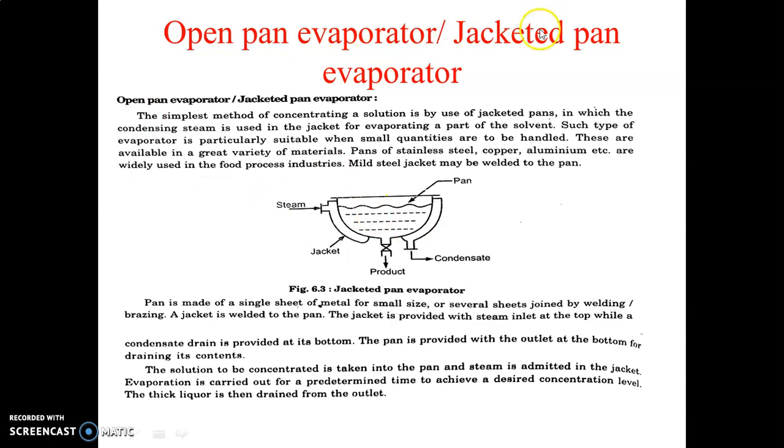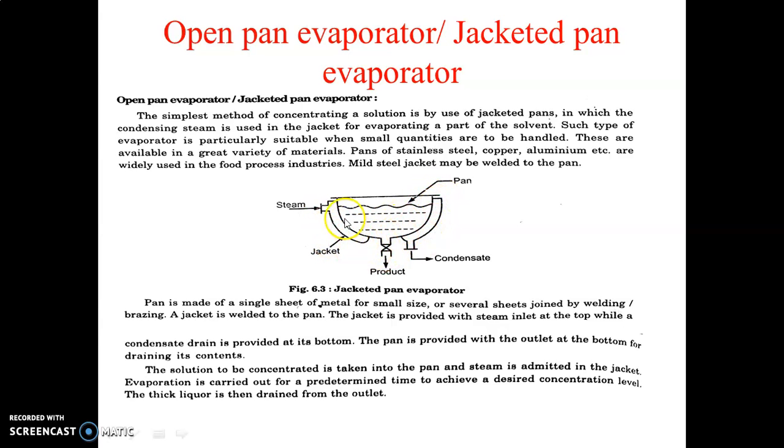So this is the open pan evaporator, which is also called a jacketed pan evaporator. It is the simplest method for concentrating a solution by using a jacketed pan. The pan, that means this part, is made from stainless steel, copper or aluminum, and generally it is used for small scale production and food process industries. And there is a jacket, so this part is called the jacket. That jacket is welded to this pan.